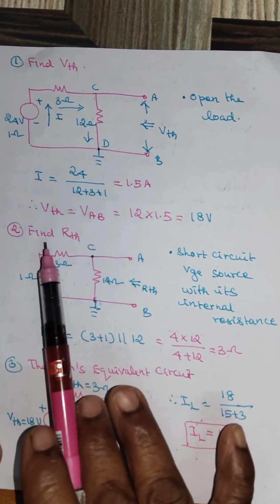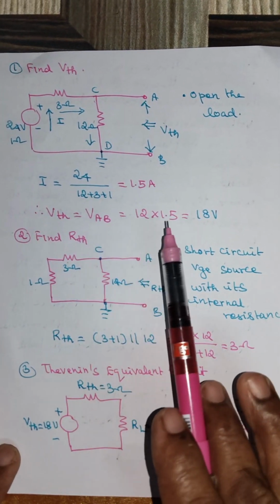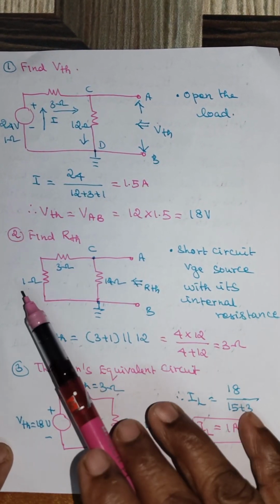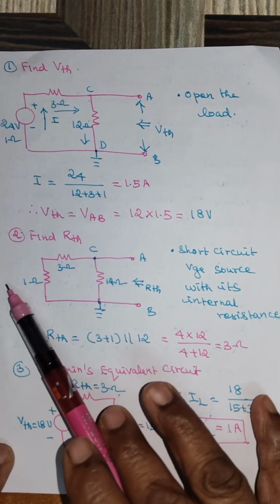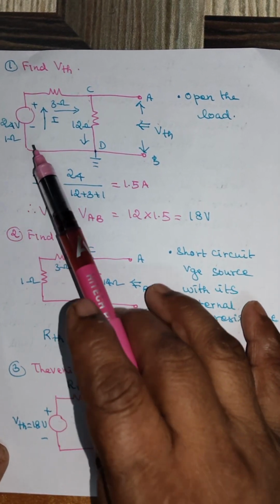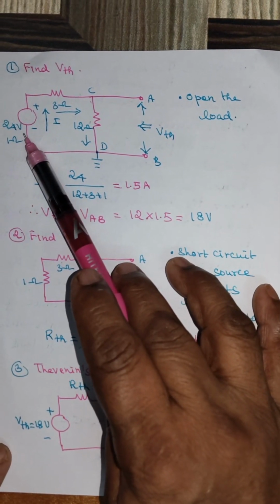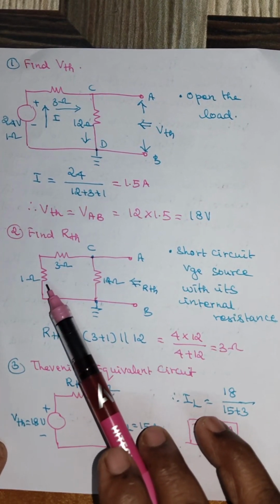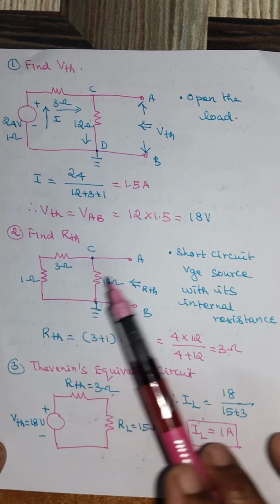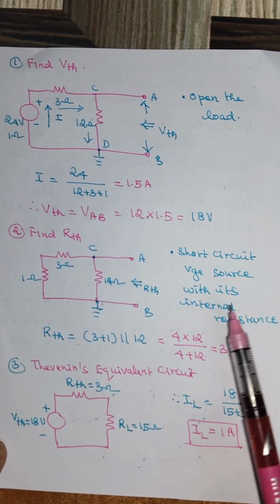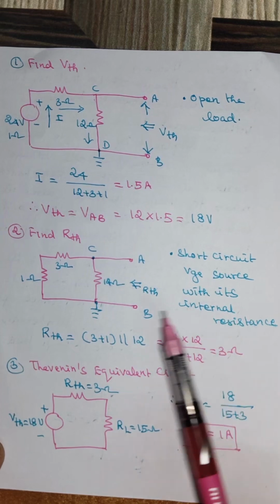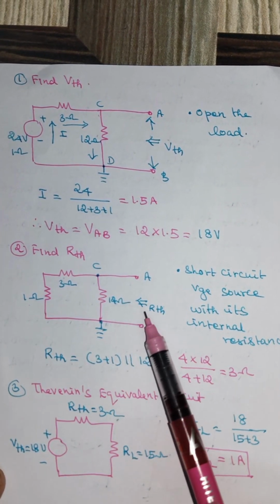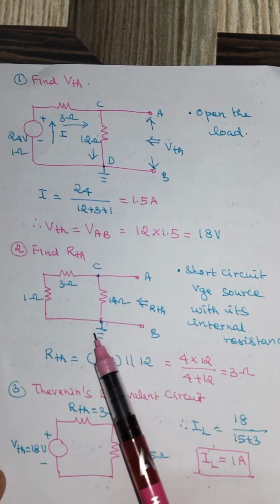In step 2, we have to find out RTH. If you want to find RTH in the given circuit, you have to remove the load resistance and you have to remove all the energy sources connected in the circuit. Here the only energy source connected in the circuit is the 24 volt, so that should be short circuited along with its internal resistance, because all voltage sources in the circuit should be short circuited and all current sources should be open circuited. So here the voltage source is short circuited along with its internal resistance. Now the circuit becomes a simple circuit like this.